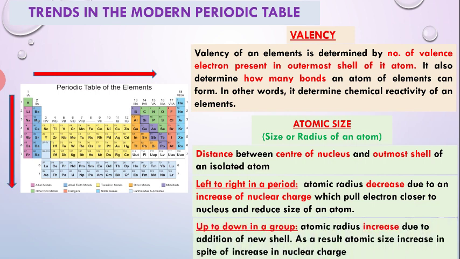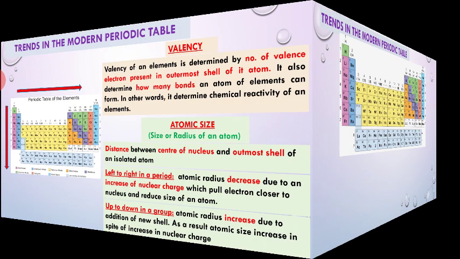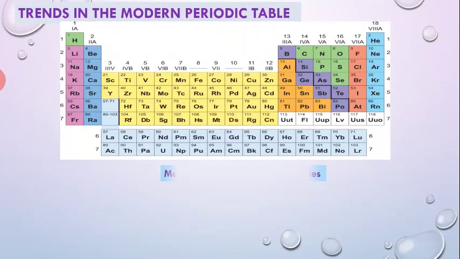Up to down, atomic radius increases due to the addition of new shells. As a result, atomic size increases in spite of an increase in nuclear charge. These are the two properties which are also shown in the periodic table, and this is a trend found in the periodic table about atomic size and about valency. So, trend in the modern periodic table.